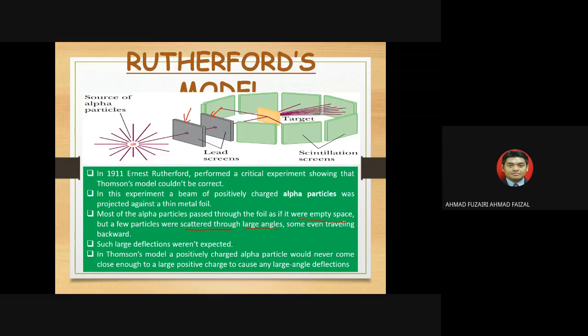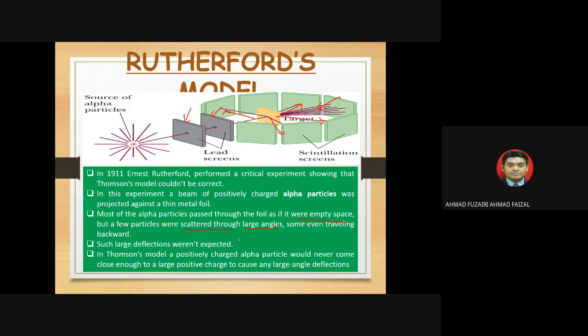Okay, so some of the particles will be scattered through, and of course some even travel backwards. Some go straight through as if it were empty space. Some are scattered through a large angle. Some travel backwards, meaning they seem as if they were reflected.